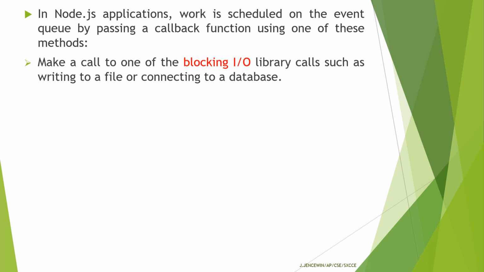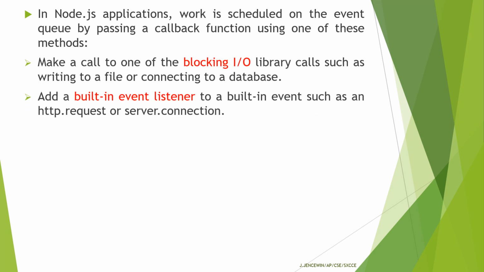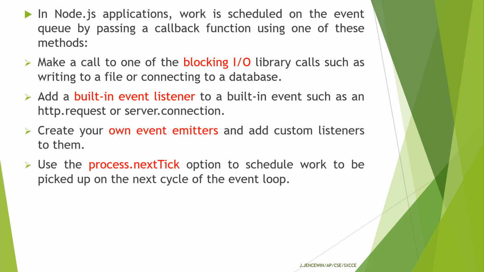The Node.js application schedules the queue by passing the callback function using one of these methods. The work is scheduled on the event queue. By passing different callbacks, the major work is split into subtasks, and each subtask is added as a callback of the main task, so they are added in series. We can add this callback function. A callback function is nothing but a function that is called or invoked inside another function.